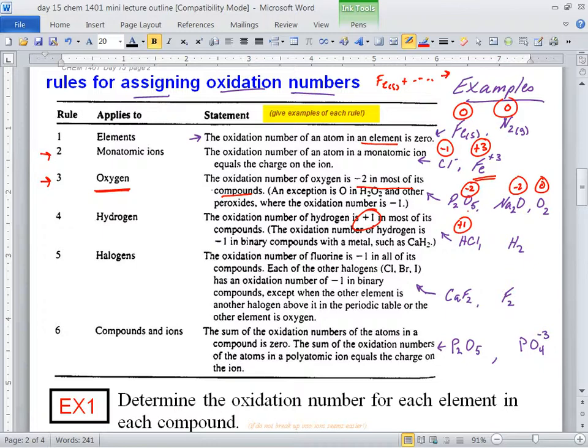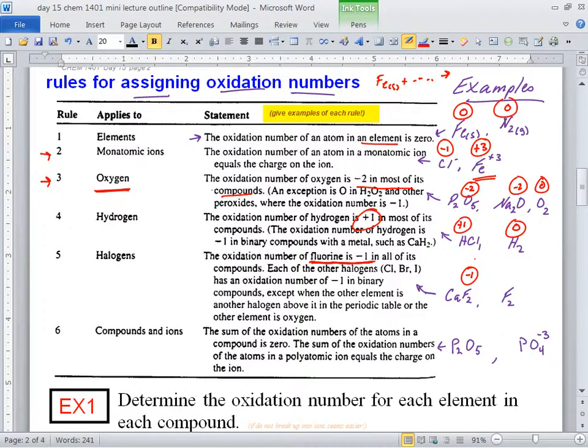H2, what would it be? Zero. Yeah, it's an element all by itself. Okay, halogens. The only one they're really worried about is fluorine. And they're saying always make it -1 in all of its compounds. So we have a compound here, calcium fluoride. Fluorine must be -1.